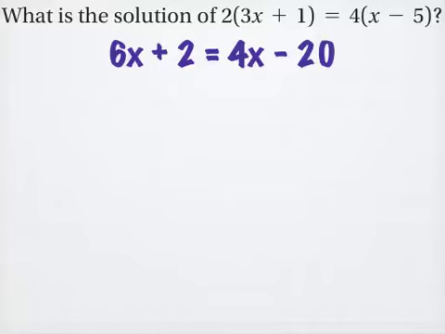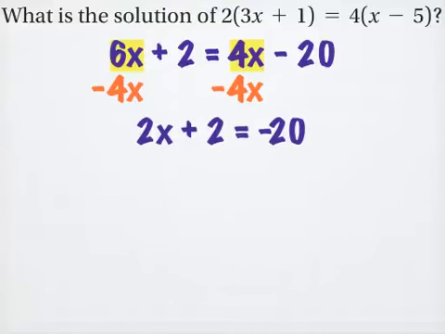Now I have variables on both sides. Again, I'm going to try to keep my variable positive, so I'm going to choose to subtract 4x from both sides. You could subtract 6x from both sides if you wanted to, but like we already talked about the negative numbers. 6x minus 4x equals 2x. Keep your plus 2 equals a negative 20. Notice that the subtraction sign is now going to be a negative.